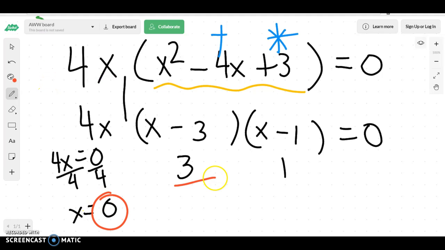0, 3, and 1. And you'll find out that every time you have an x in front, it's going to be 0 as one of your zeros. So again, since it was a third degree, this thing has 3 real zeros.